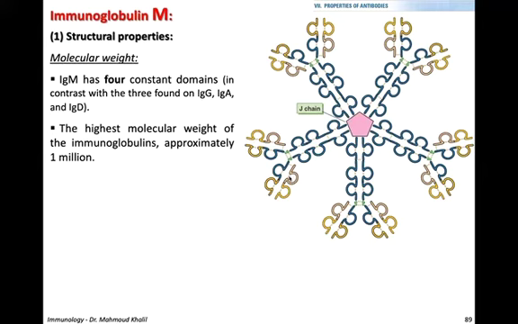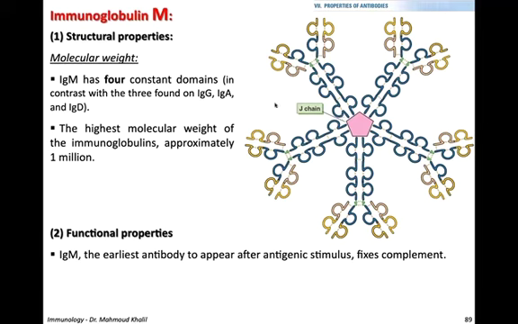And you can see that all 5 molecules of IgM are linked together by a joining chain called the J chain. The major functional property is that IgM is the earliest antibody to appear after antigenic stimulus, and it works very much in fixing complement.